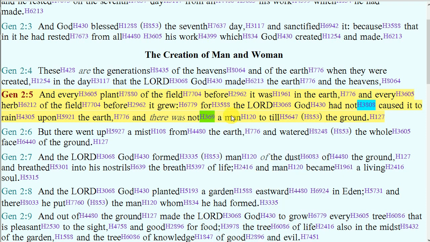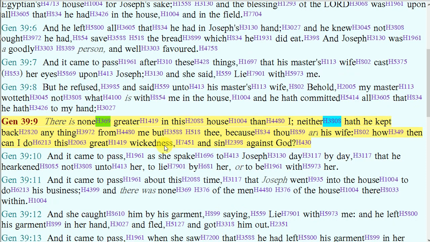It could have been a man in heaven. It could have been a man somewhere else. I've just opened myself up to the possibility that Adam was not the first man created, but I don't know what that means. I didn't research it. But there was a man.